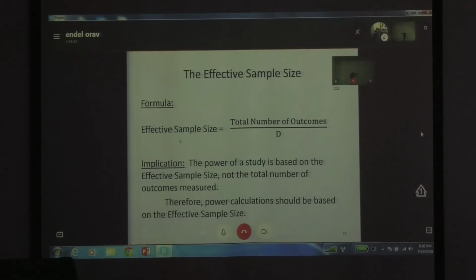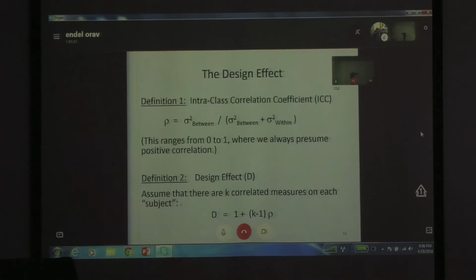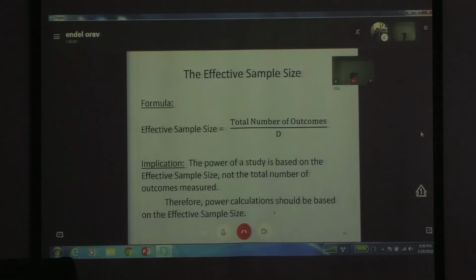So between these 2 slides, here is a formula for D. K is known from how you plan to design the study. Rho is going to be made up, probably to be 0.5. Then you take the total number of outcomes divided by D. I have my effective sample size, and the power of the study is based not on the total number of outcomes, not on the number of people, but on this effective sample size. And that's what I'll take you through in the next couple of slides.